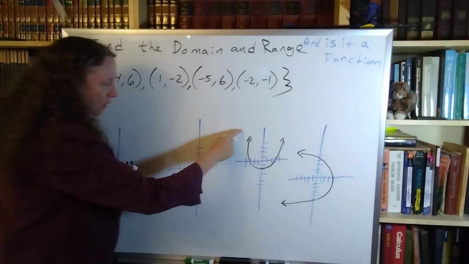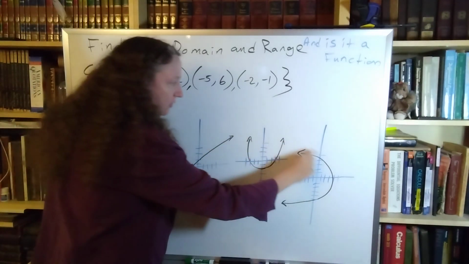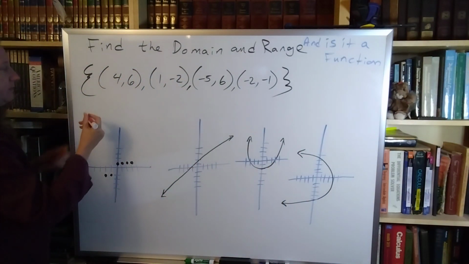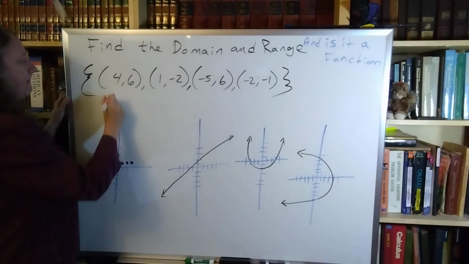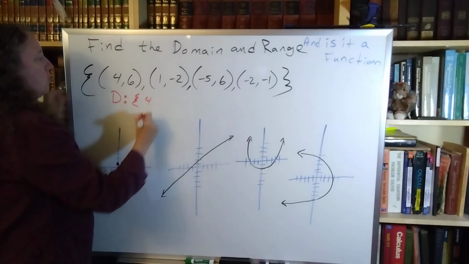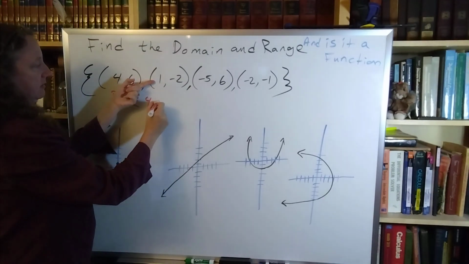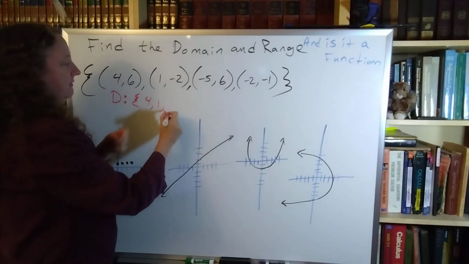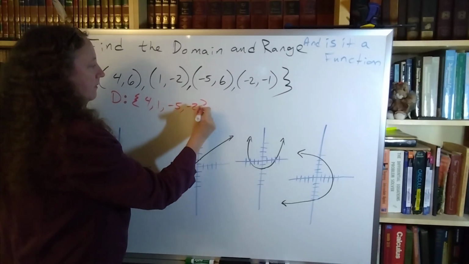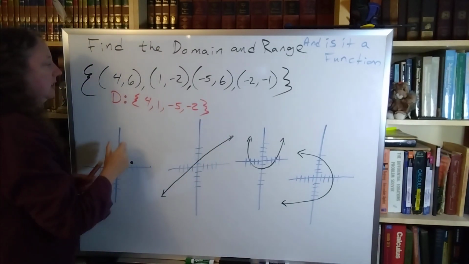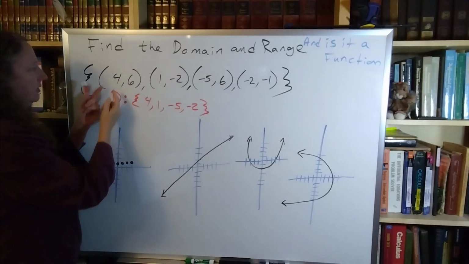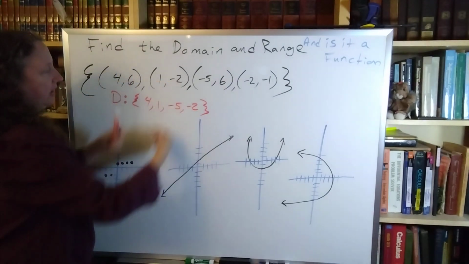But when you get to these, we have a line. So we're going to have a range of numbers, a bunch of numbers. So looking at this one, the domain is the set of numbers 4, 1, -5, -2. Close my set. Now notice that each one of these is the first one in that set of parentheses. First one in that set. First one in that set.